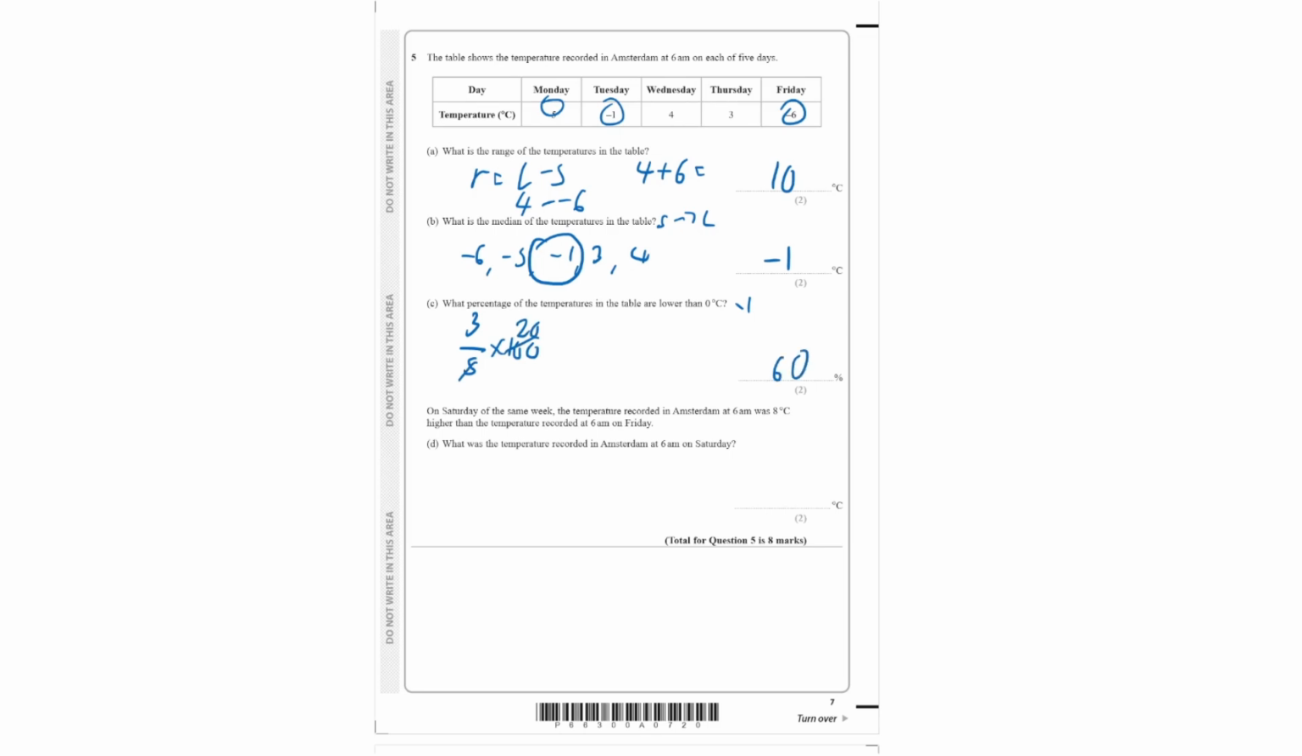On Saturday of the same week, the temperature recorded in Amsterdam at 6 a.m. was 8 degrees higher than the temperature recorded at 6 a.m. on Friday. What was the temperature recorded in Amsterdam at 6 a.m. on Saturday? So Saturday is 8 degrees higher. So that means whatever value is for Friday, we add 8. Since Friday is already given as -6, -6 plus 8 simply gives us 2 degrees Celsius.